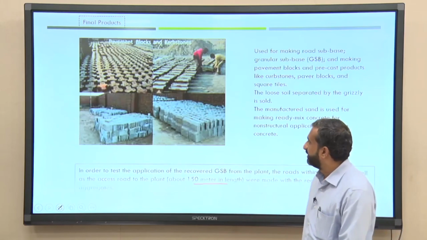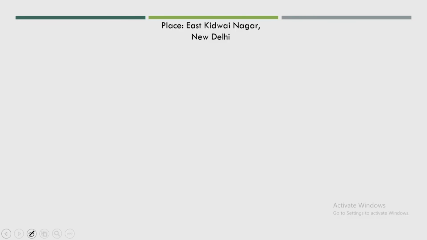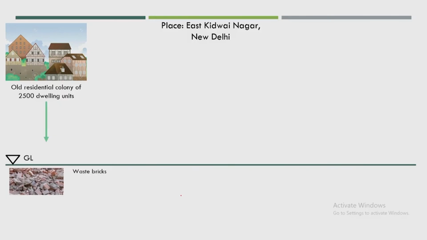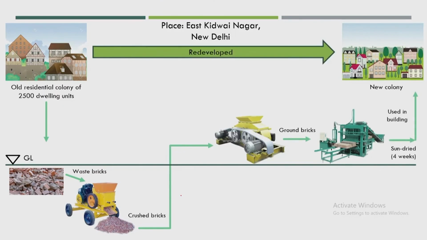utilize this particular material. Another example is in situ recycling of C&D waste at a development site by the National Building Construction Corporation, NBCC, in East Gandhinagar, New Delhi. Earlier there was an old residential colony of 2500 dwelling units that was demolished, and after demolition they got waste bricks. The bricks got crushed and ground again, and the new brick they came up with is sun dried for 4 weeks and used for new buildings.